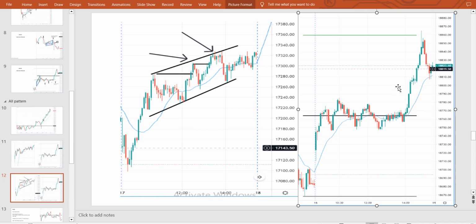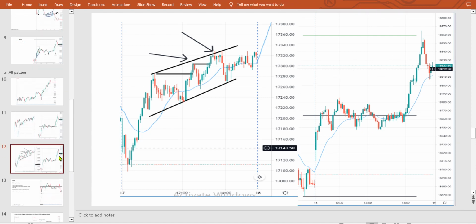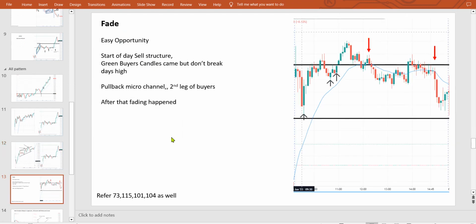So it's not for beginners, or if you are looking for swing trades, avoid it. There are swing trade opportunities, good. Okay, one more example, consider it.